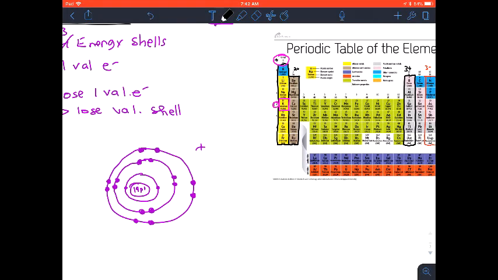Okay, so let's count up how many electrons we have just to make sure. So we have energy level 1 equals 2 electrons. Energy level 2 has 8 electrons. Energy level 3 has 8 electrons. And this one turns out to be the valence shell now.